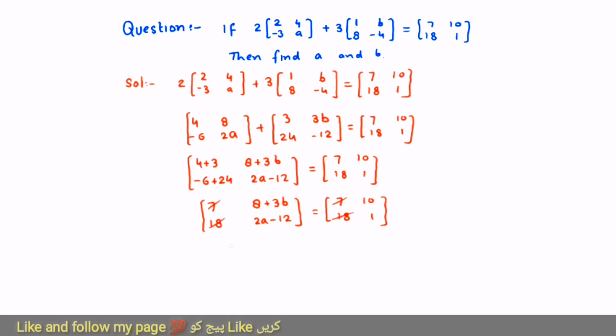So we will have two equations. The first one is 8 plus 3B will be equal to 10, and 2A minus 12 will be equal to 1. From these two equations we will get the value of A and B. Here 3B will be equal to 10 minus 8, 3B will be equal to 2, and the value of B will be equal to 2 by 3.